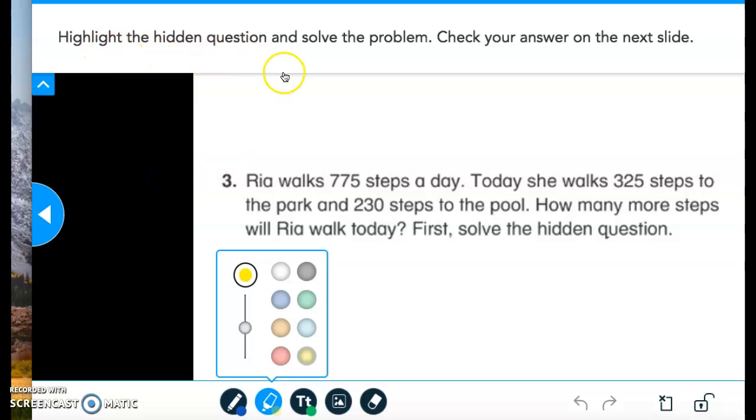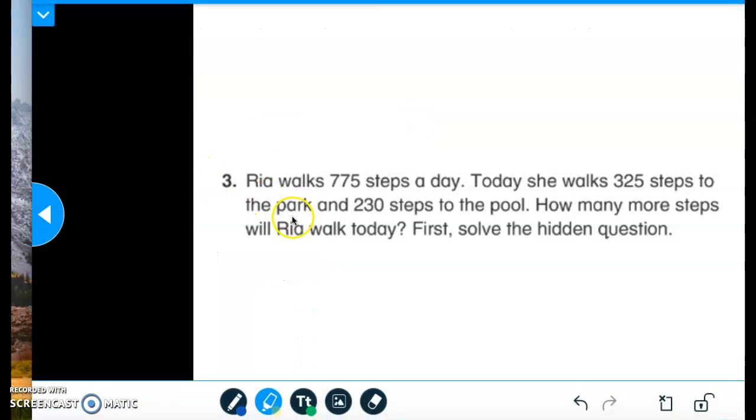Again, it's asking you to highlight the hidden question and to solve the problem. Check your answer on the next slide. This is the next slide.